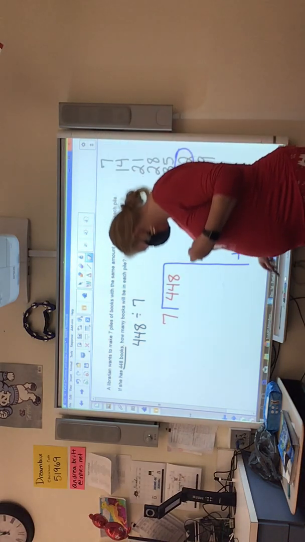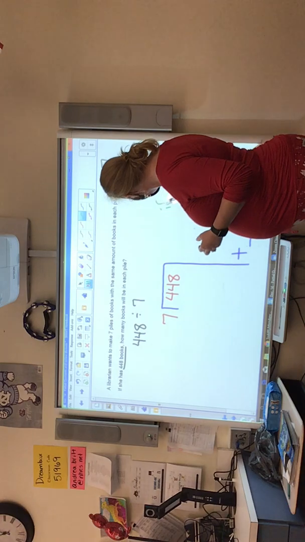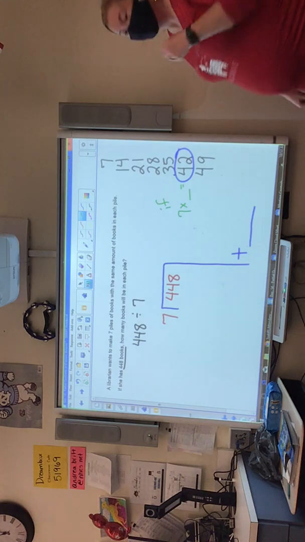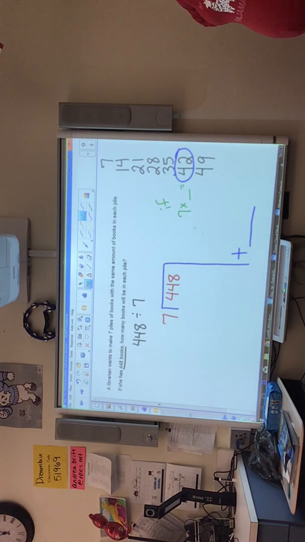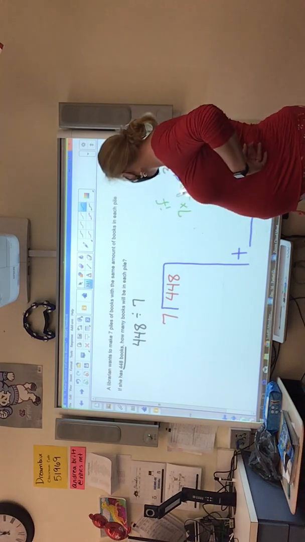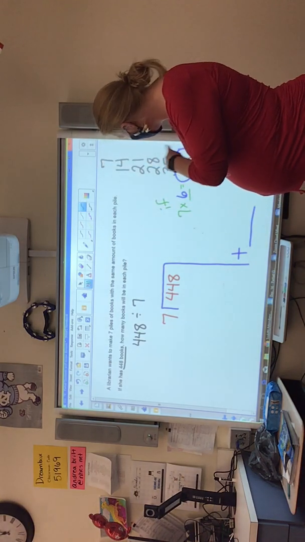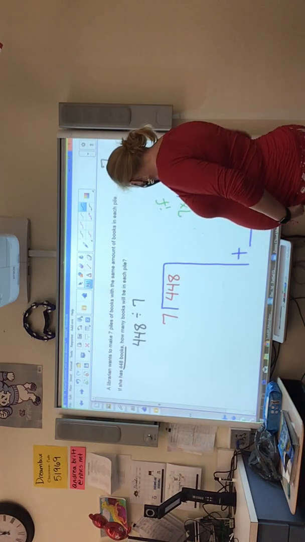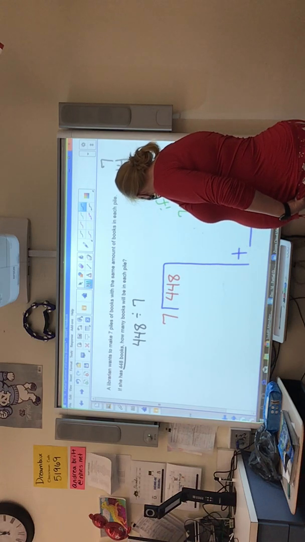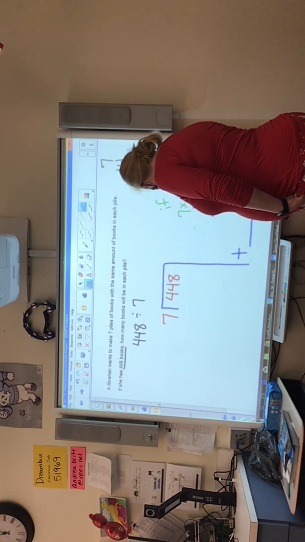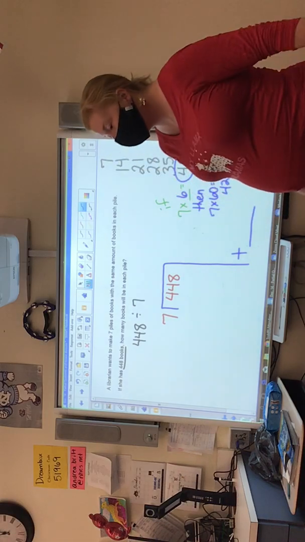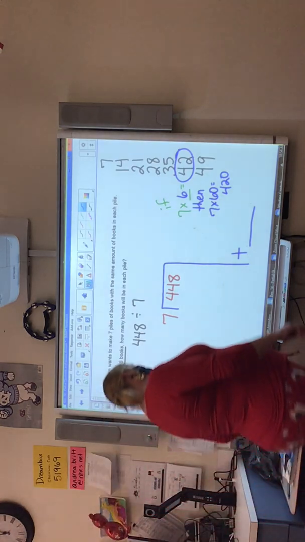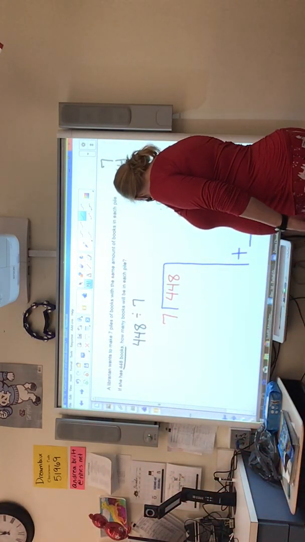That'll help us think about this, right? If 7 times something equals 42, 7 times what equals 42? 6. Perfect. If 7 times 6 is 42, how am I going to get a bigger number, Caden? So if 7 times 6 is 42, then 7 times 60 equals 420. Love it. Everybody give Caden a big round of applause.